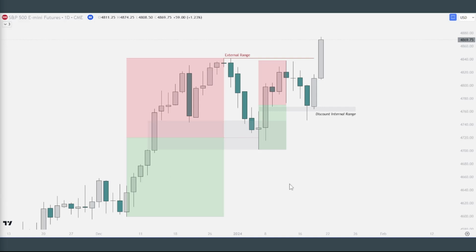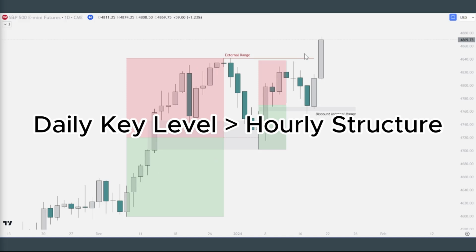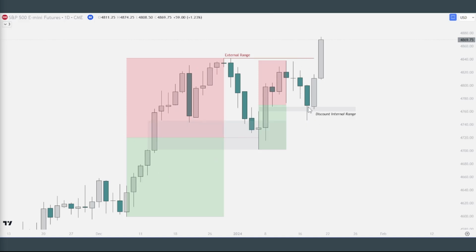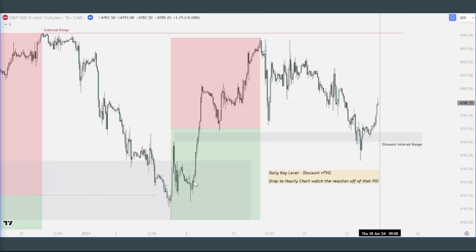But before we get into the next slide, what we're going to be doing is analyzing price as we get into this discounted internal range liquidity pool, because we're going to be utilizing time frame alignment, starting with our daily chart, and then looking at our hourly chart based off of the reaction inside of this daily key level. So here's the view of our hourly chart on the S&P 500, and I have a list right here. This is step one, identifying our key level, which is our daily discounted bullish fair value gap. And then you drop to your hourly chart to watch the reaction off of that POI.